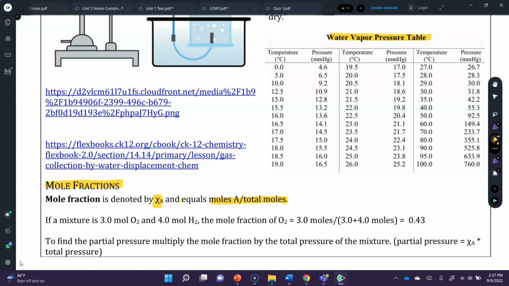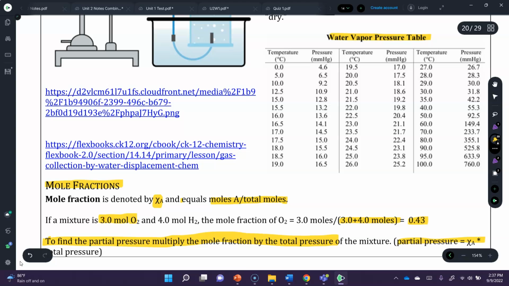So if a mixture is 3 moles of O2 and 4 moles of H2, the mole fraction of oxygen gas is 3 from the oxygen divided by the total number of moles, and in this case it's 0.43 for the mole fraction. To find partial pressures, you multiply the mole fraction by the total pressure, and so they have that here.